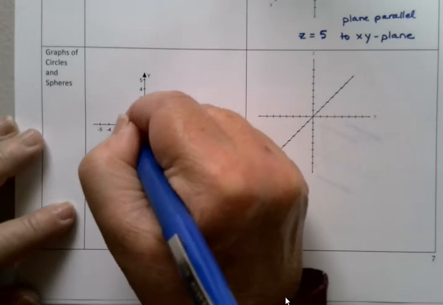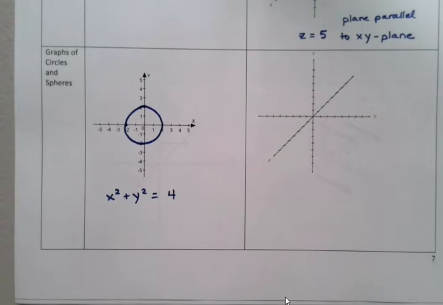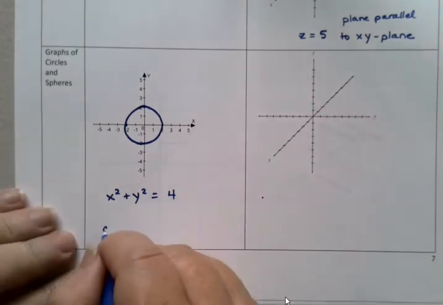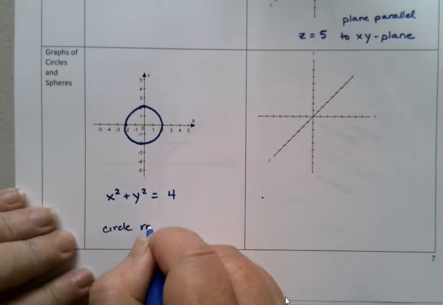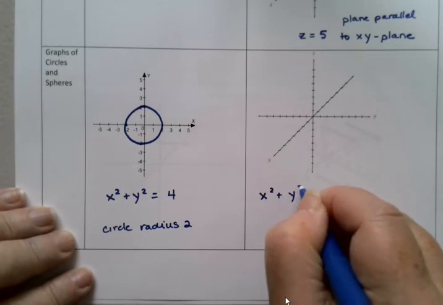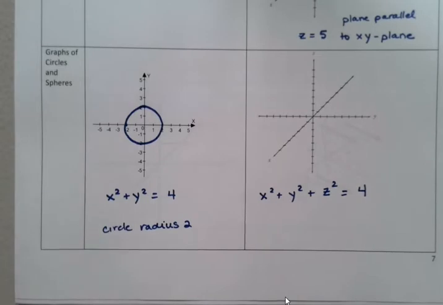So if I were to sketch it in, that graph is simply that circle of radius 2. To 3-dimensionalize this, if I were to add another variable, a z squared, the equation x squared plus y squared plus z squared equals 4 is going to be the three-dimensional version of a circle, what we of course would know of as a sphere.